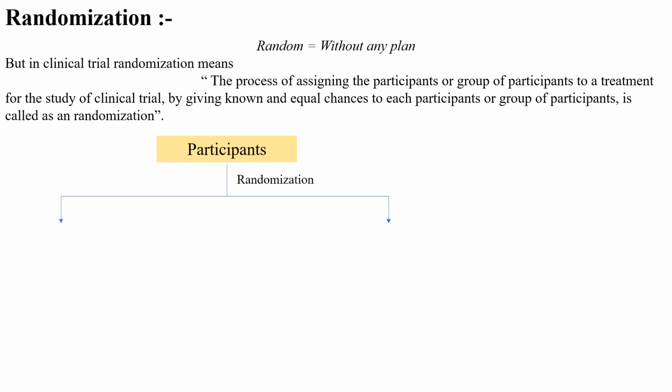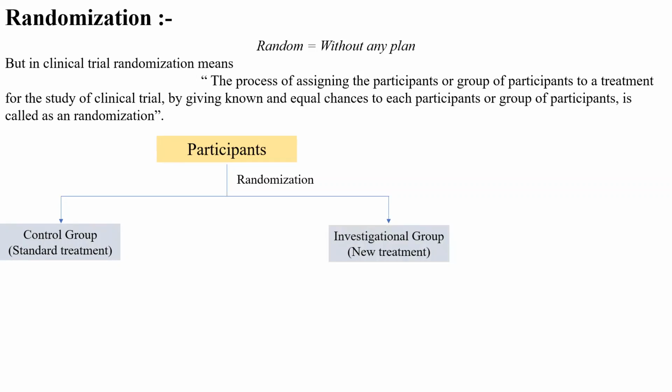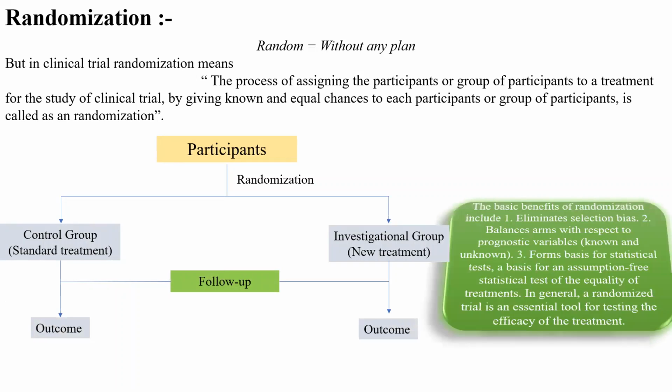There are two groups. First is the control group, second is the investigational group. Or we can say that the control group is given standard treatment and the investigational group is given new treatment. But in between, we have to take a follow-up of what actually is happening, and then we take the outcomes. The basic benefit of randomization: it eliminates the bias.